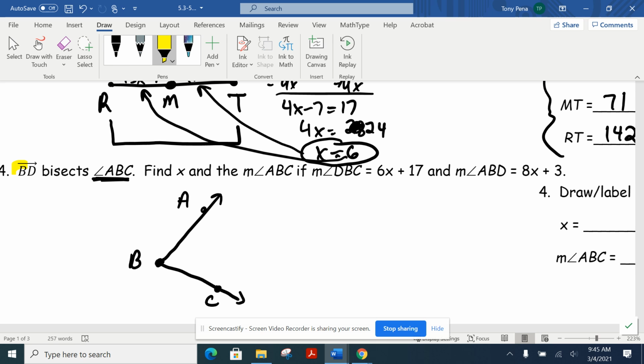Then what you're going to do is draw a ray that starts at B and goes through the point D. That's going to cut this angle in half. So this is our current angle. We want to cut this angle in half by drawing in a ray that starts at B and then goes through D forever. So it should look something like this. And then we're going to put D somewhere on that ray.